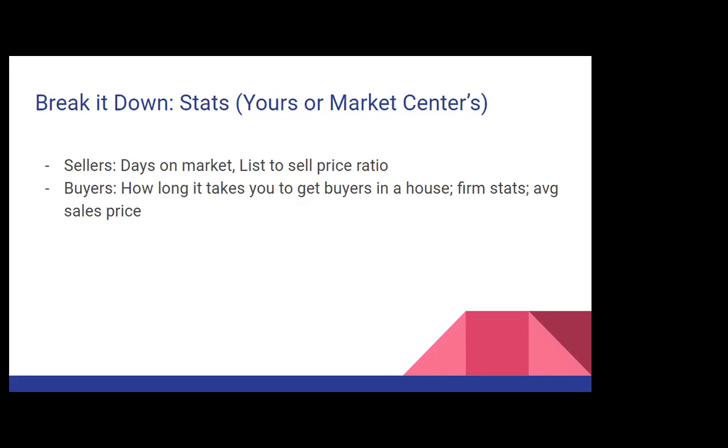If you list a home at $100,000 and it sells at $100,000, you have a 100% list to sell price ratio. Seller's pretty happy, right? Now, if I list a home at $100,000 and it sells for $50,000, the seller is not happy. That's a 50% list to sell price ratio. So you want to know your numbers, and until you get your own numbers, use Keller Williams. Reach out to Shelby, reach out to the market center.